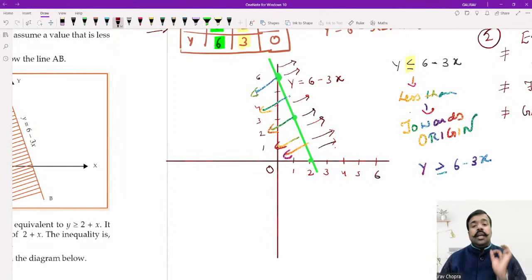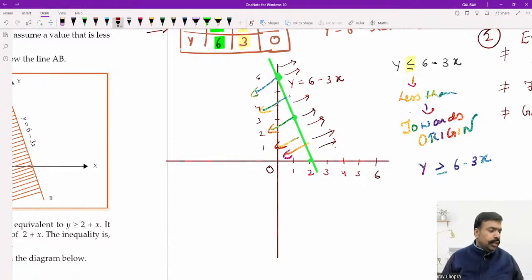Origin के पास में हमें जाना पड़ेगा. That means the inside part will be used. But whenever it is more than, that means we can move up to infinity, away from the origin. That means the outside part will be the shaded region.